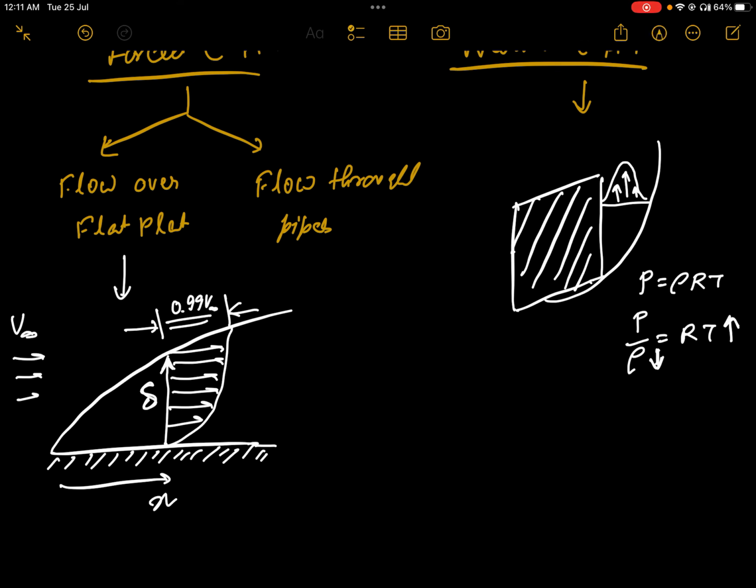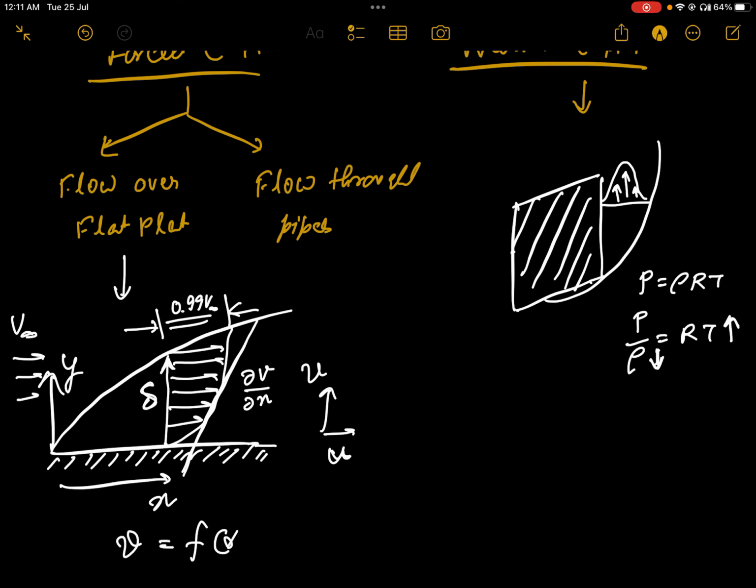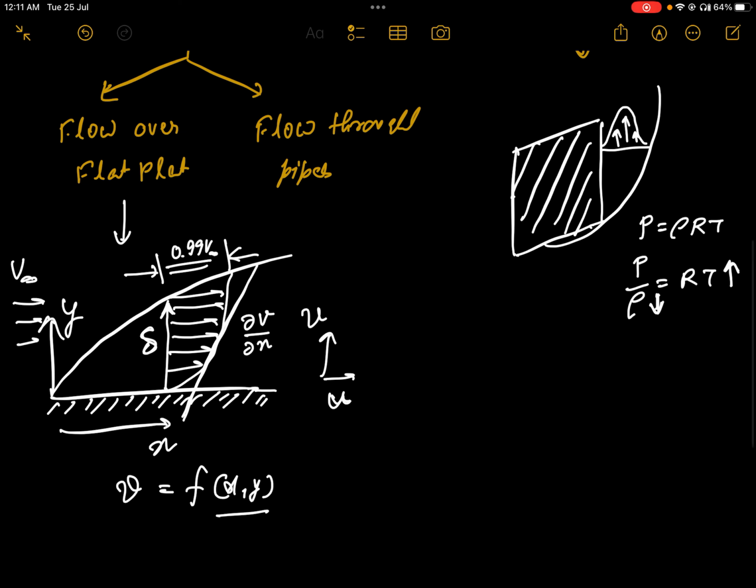Fine. If we want to find out the gradient of this velocity profile, then that will be del v upon del x, because v is in y direction and u is in x direction. Okay, this is the flow over flat plate. But here one thing we have to keep in mind, that here v is a function of x and y both, because v is changing with respect to x as well as with respect to y.